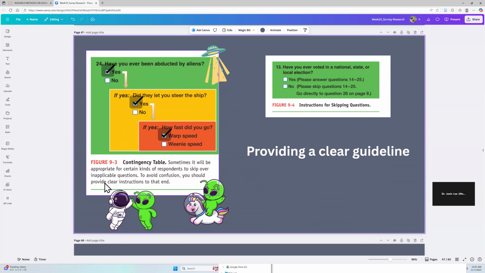You should provide clear instructions to that end. So that would be a very important part as well. For example, have you ever been abducted by aliens? So, kidnapped by aliens. If they say yes, then this is the instruction. Those who answer no don't need to care about that.